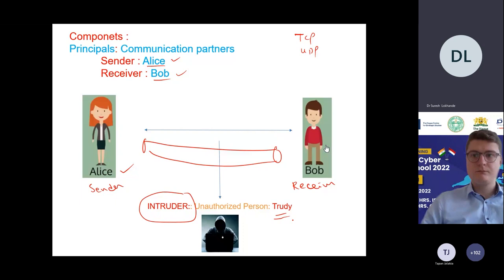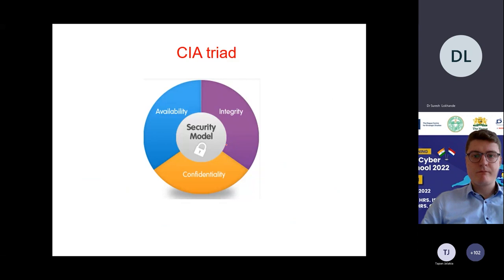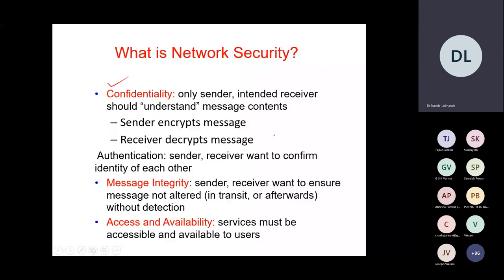Well, now, when you talk about security, the CIA triad is very important. C stands for confidentiality, I for integrity, A for availability. All of us know about confidentiality. Confidentiality means whatever the sender is sending to the receiver, only these two people are supposed to understand. That's why the whole encryption and decryption concept is taken care of under this principle. And whatever message we are transmitting, we have to ensure that the originality of the message is preserved. That we call integrity of the message. Of course, we need to ensure that it is accessible and available to all the users.